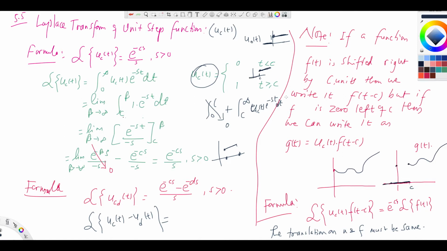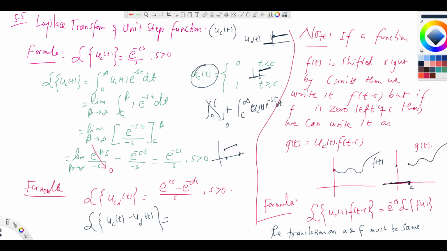Similarly, if there is some function f(t) and you shift it to the right by c units, it becomes f(t minus c). But if you want to define a function that is 0 on the left of c, and on the right side is the original function f(t) shifted, then you can denote that function as u_c(t) times f(t minus c).